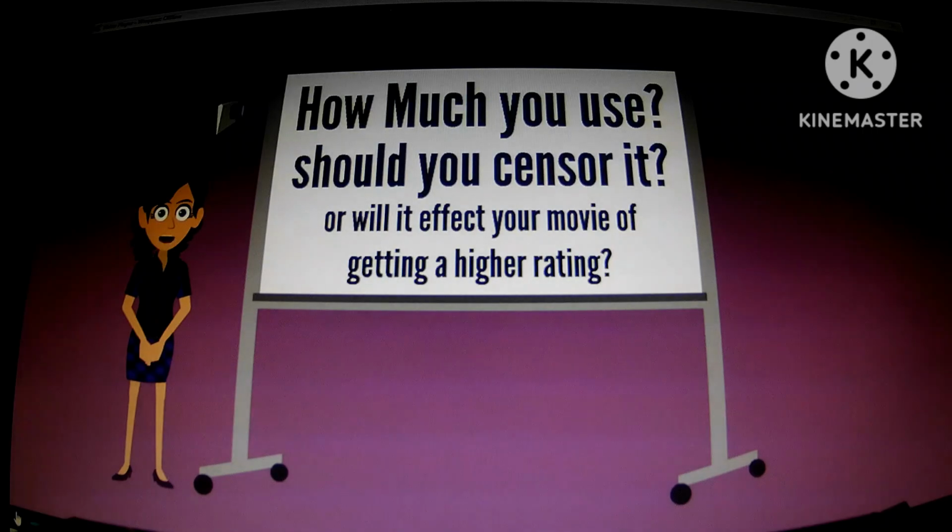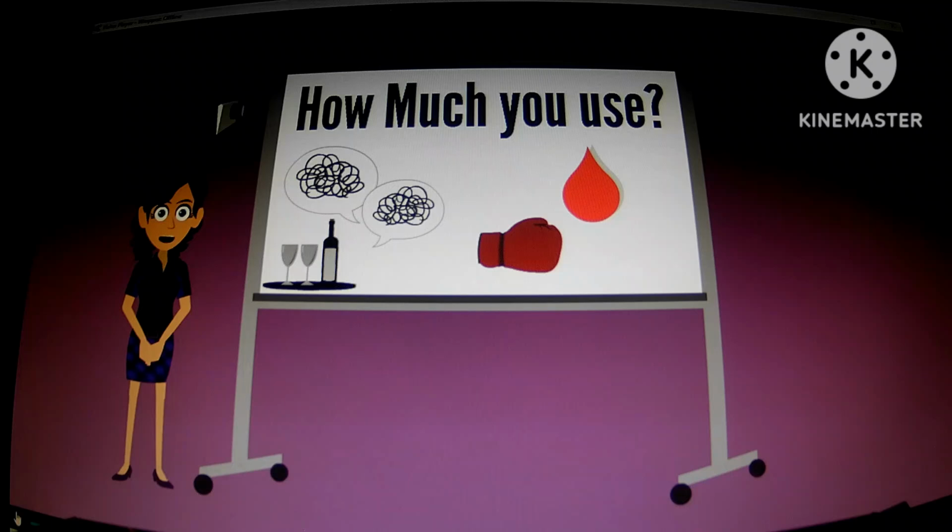The rating system during filmmaking has to do with questions like how much you use, should you censor it, or will it affect your movie getting a higher rating? Let's start with the usage of the adult elements. These elements work out for your rating, which depends on how much bad language you use, how many drug references, how much violence is used, or how much blood was used in your film.